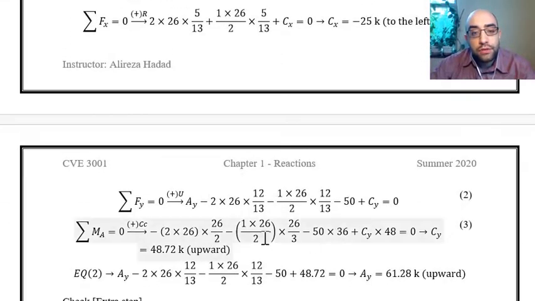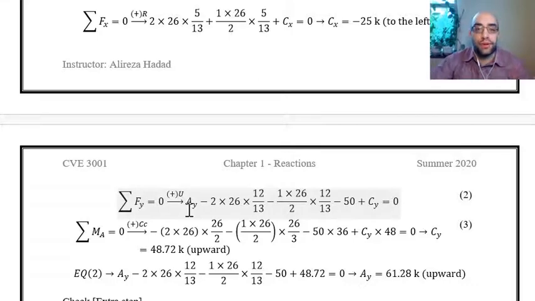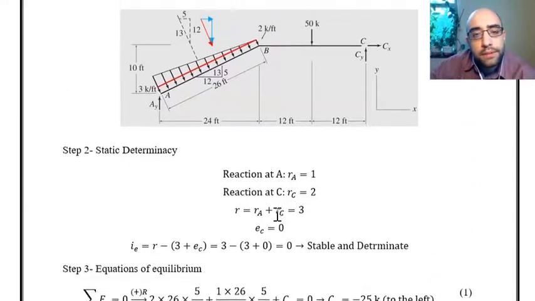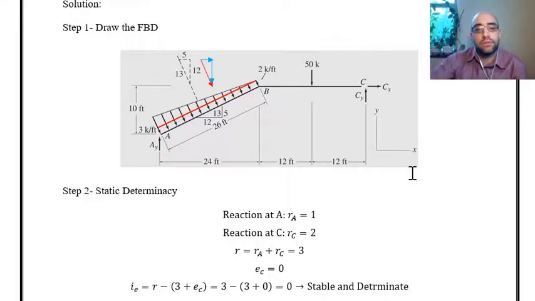Let's write the equation for summation of forces in the y direction. As you can see, this is mentioned as equation 2 over here. Summation of forces in the y direction is equal to 0, and I always assume positive in the vertical direction is up. So let me go back and look at the problem to talk about the forces in the vertical direction. The first force is the reaction at point A, right? So Ay is the first force in the vertical direction.